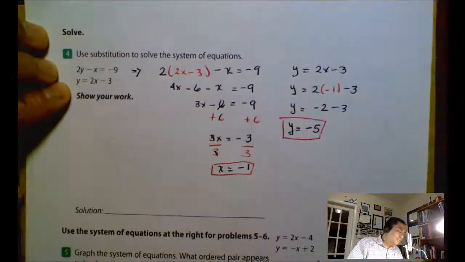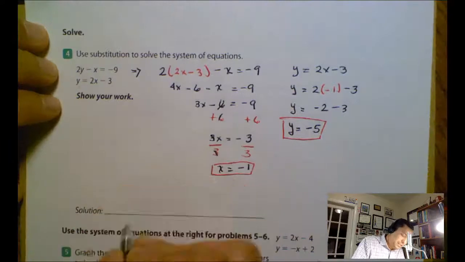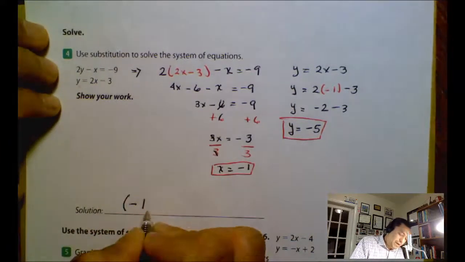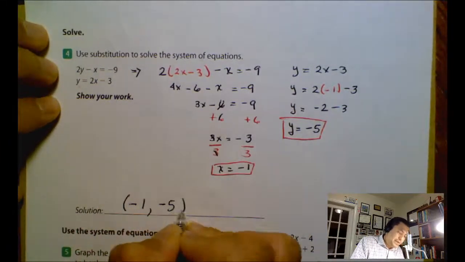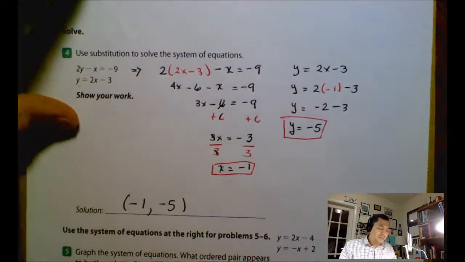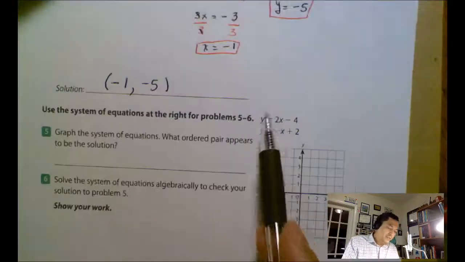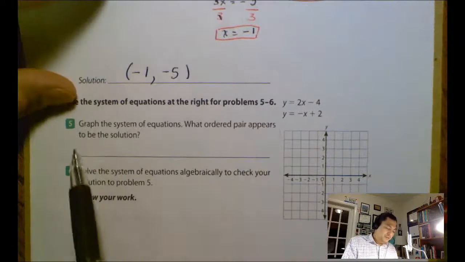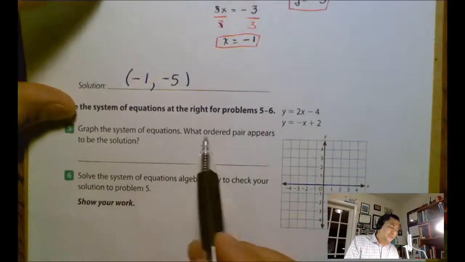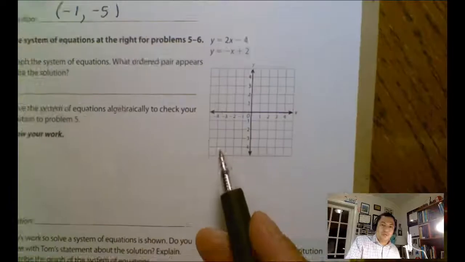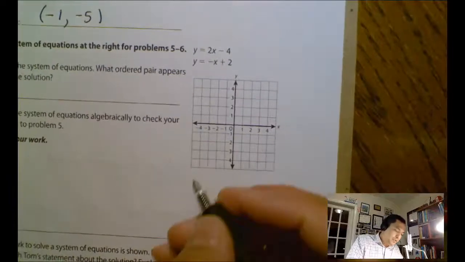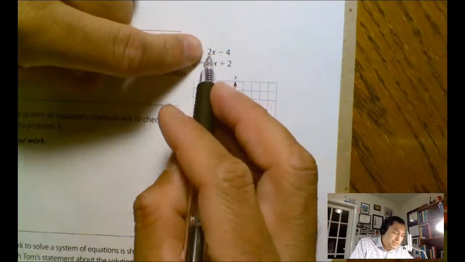So the solution of the system of equations in this case is negative 1 in x and negative 5 in y. Problem number 5, use the system of equations at the right, this one, 5 to 6, to solve 5 to 6. Graph the system of equations, what ordered pair appears to be the solution. So in this case, what we're going to do, the first equation, 2x minus 4.